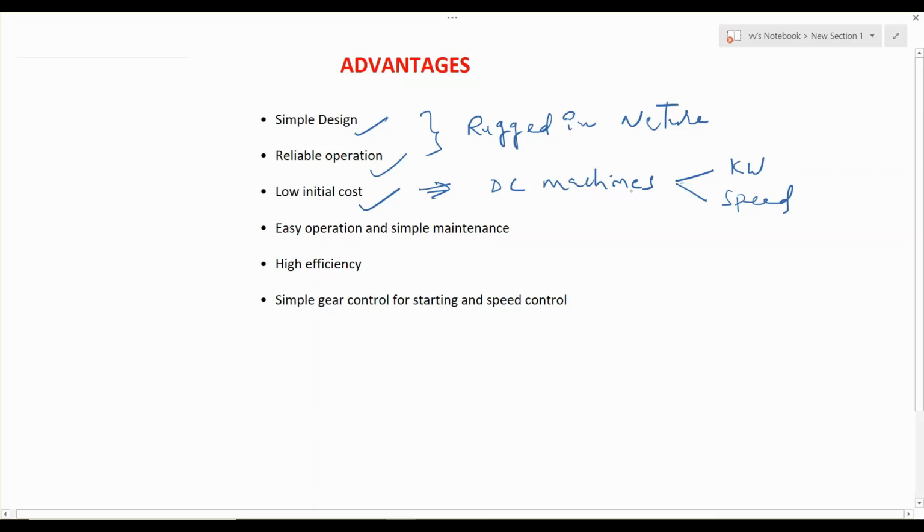less compared to a DC machine, and it's very easy operation and simple maintenance. Why? Because it's a rugged in nature. The maintenance is not required much, and a little bit high efficiency when compared to others. And the speed control, there is a gear control, and the starting of speed control is also a best method. Is also one of the advantages of these three-phase induction machines.